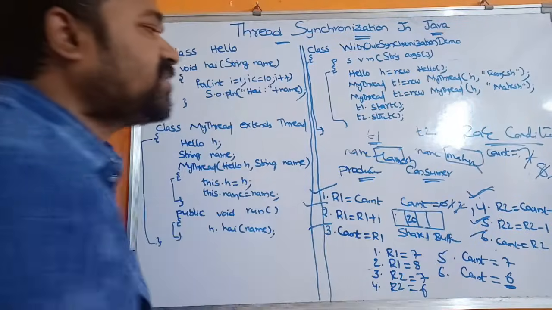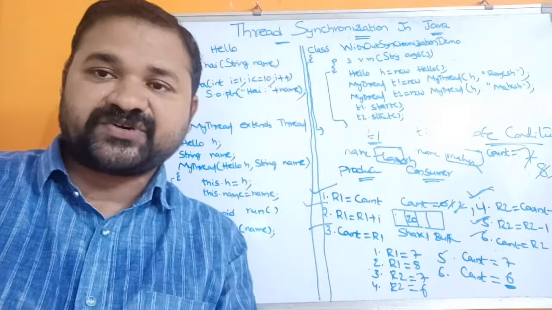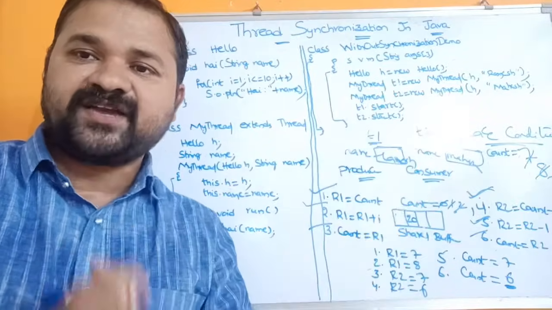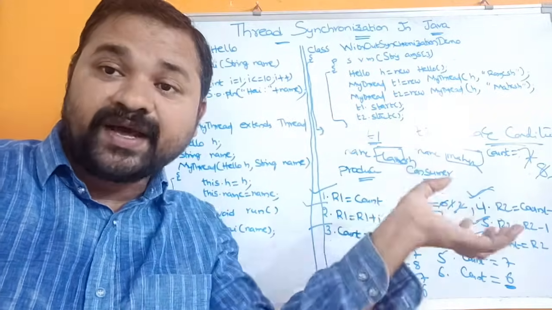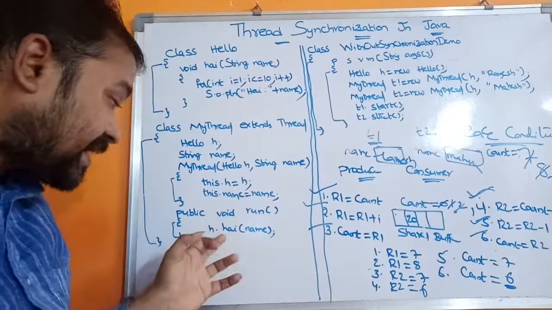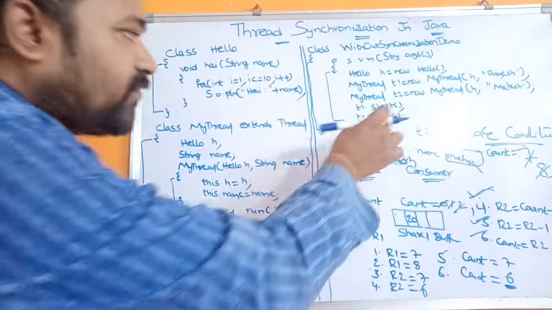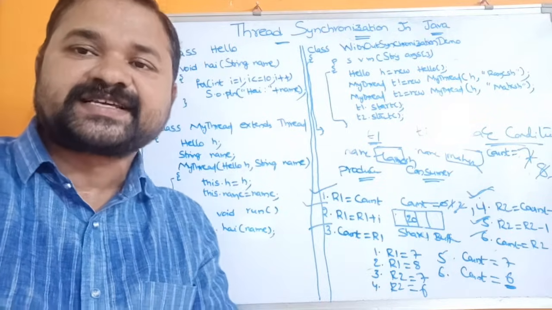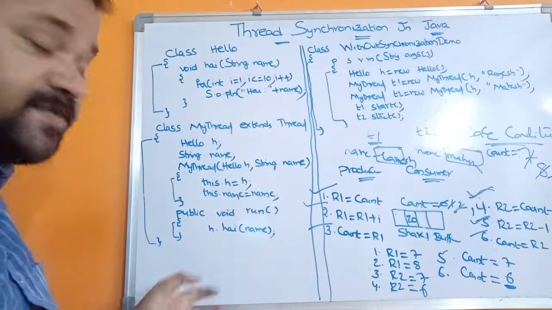Next to T1.start, T2.start. Now the thread execution will start. So what is the use of the start method? Whenever the start method is executed, the thread scheduler automatically calls the run method. There is no need to call the run method explicitly. Whenever the CPU is free, the thread scheduler allocates the CPU to the corresponding thread. So the CPU executes the run method now.